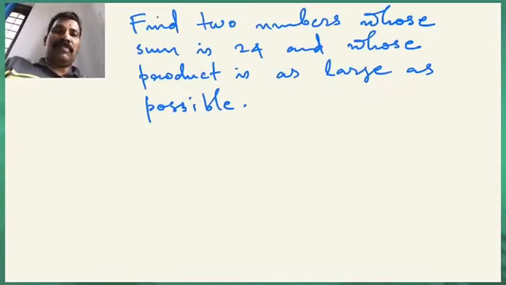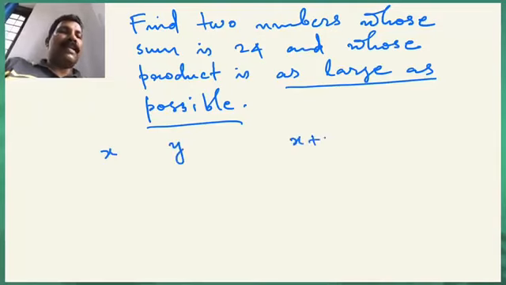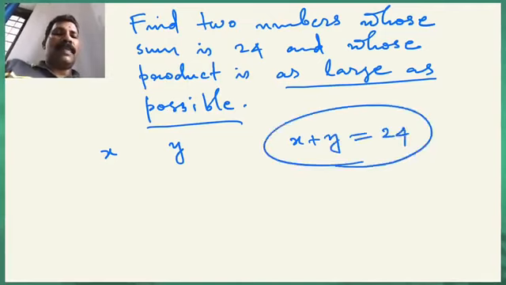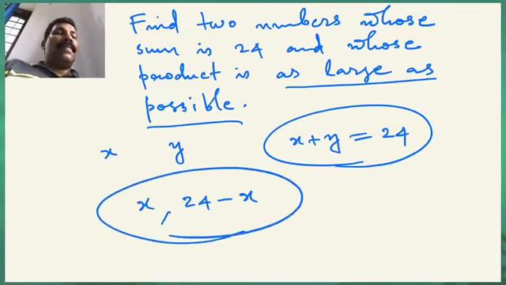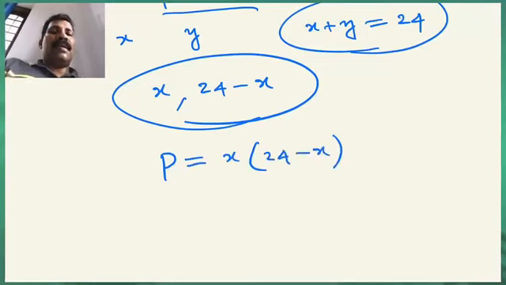Find two numbers whose sum is 24 and whose product is as large as possible. So let x and y be the numbers. Then it is given that the sum is 24. So you can write like this. Simply speaking, the numbers can be taken as 24 minus x and x. So what is the product of the numbers? That is x into 24 minus x.